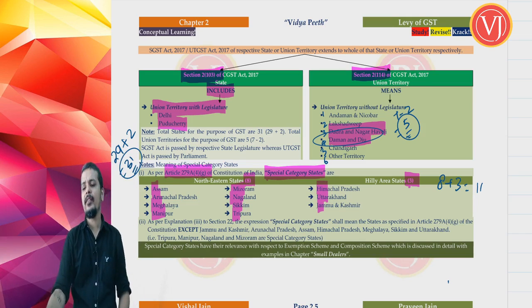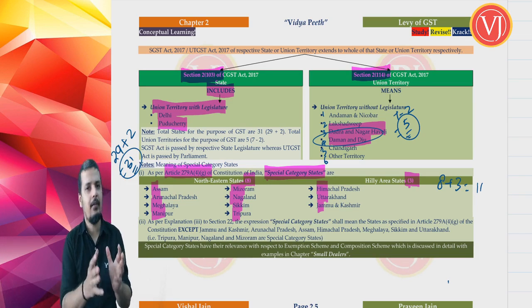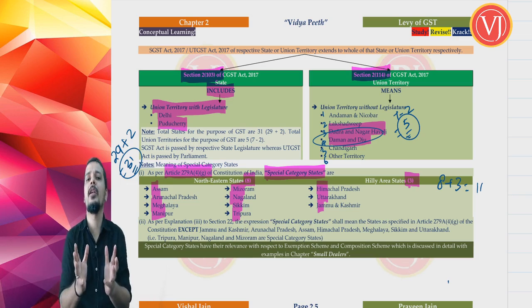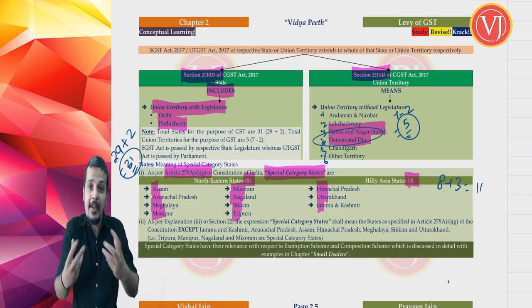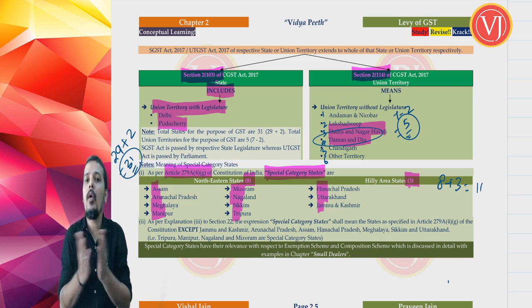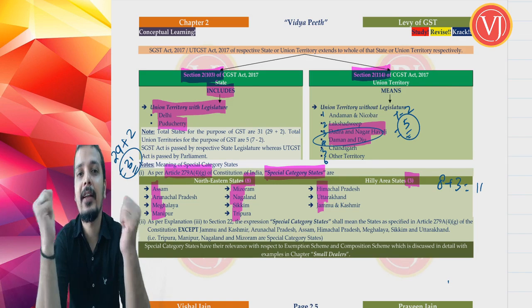Now you will ask, what is this? We have understood the significance of India, and the significance of state and union territory. Now what is the significance of special category states?